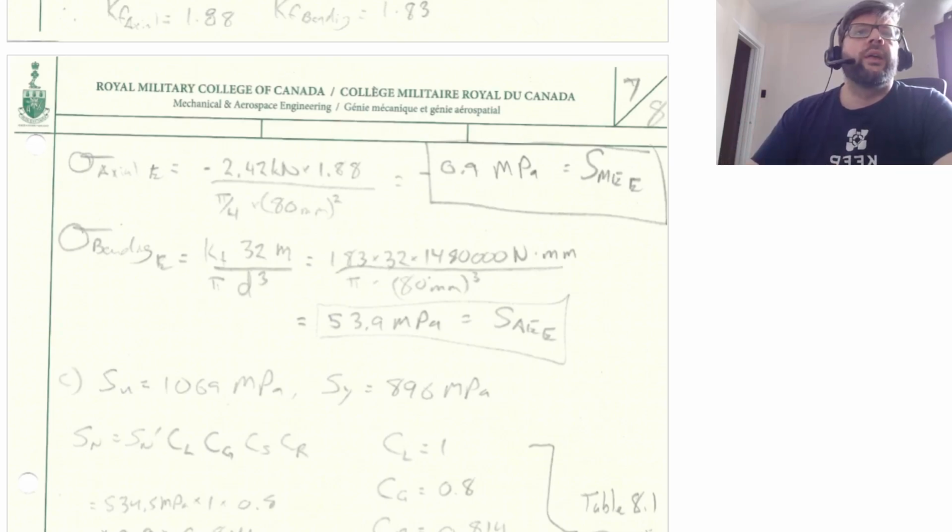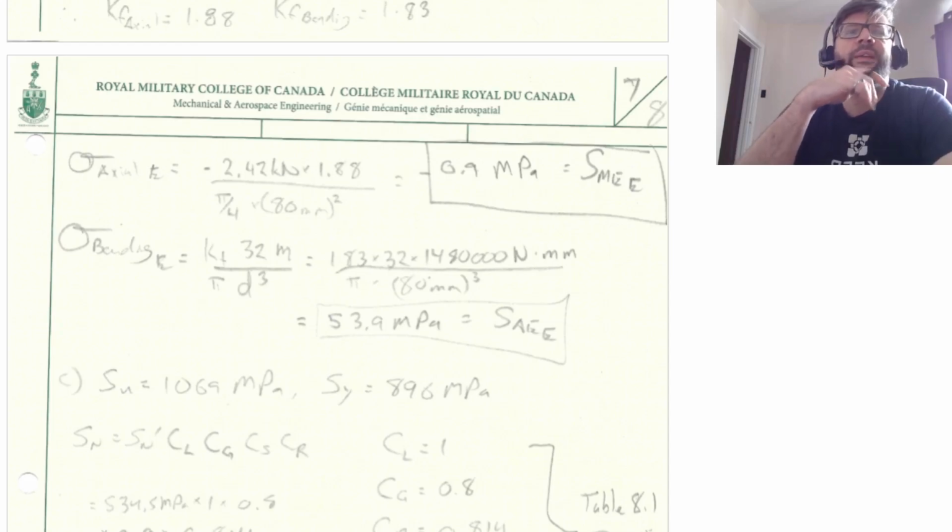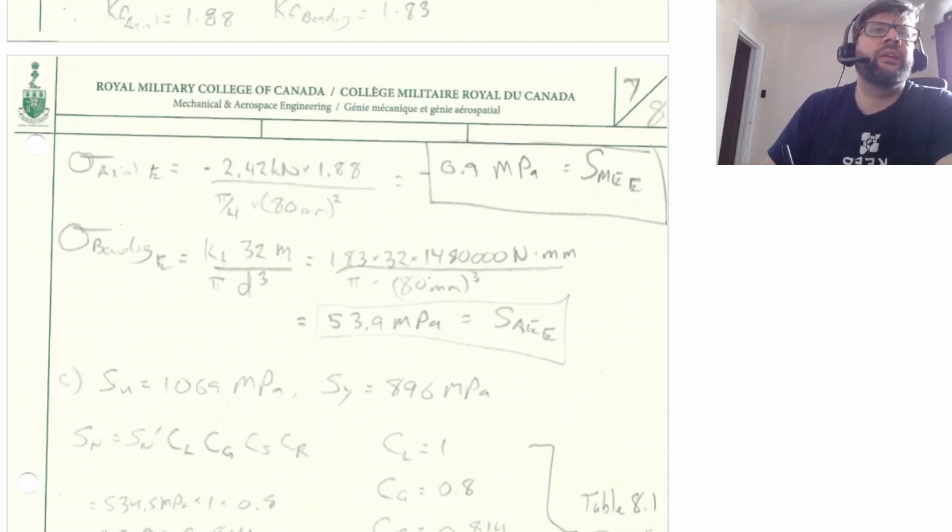The bending, on the other hand, is KT times 32 times M divided by pi d cubed. So 1.83 times 32 times 1480 times 1,000 newton millimeters divided by pi times 80 millimeters cubed. That gives us 53.9 megapascals. So again, that's the only thing that's contributing to our amplitude going on there. So that is our SAE at E, our stress amplitude equivalent.